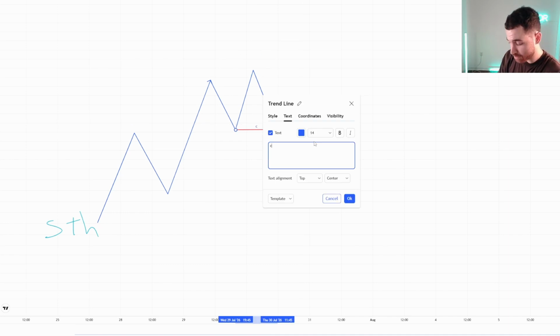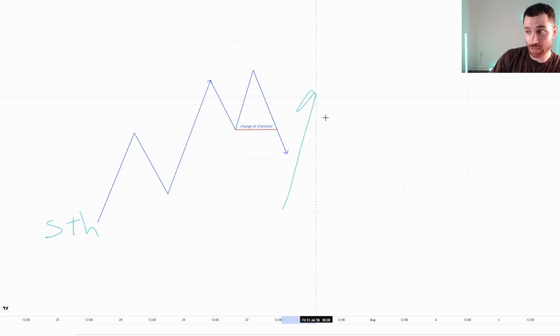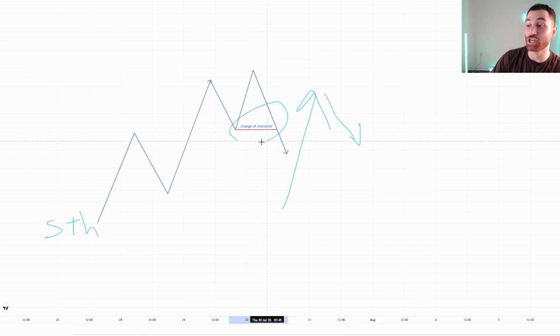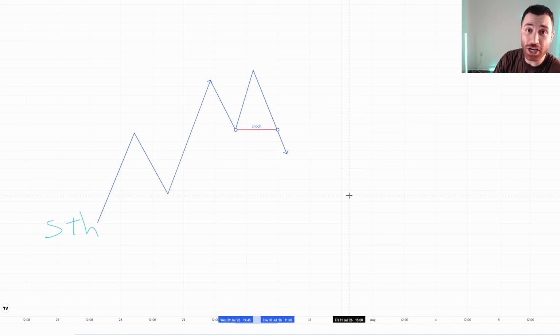We call this change of character. This means that the structure was an uptrend. It was going up. It was a bullish trend. But now it's not a bullish trend anymore. This time it's a bearish trend all of a sudden. How? Because we had a change of character. Instead of saying change of character, we can simply say CHoCH. So CHoCH stands for change of character.